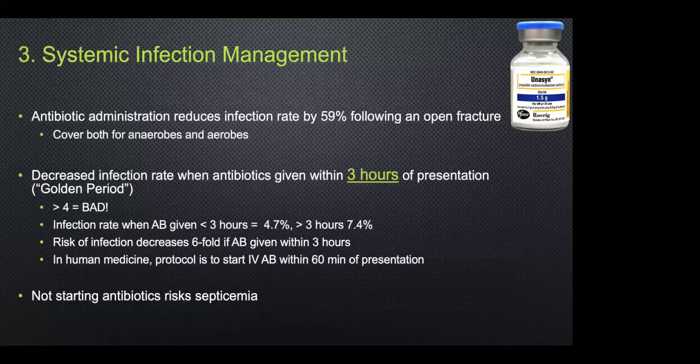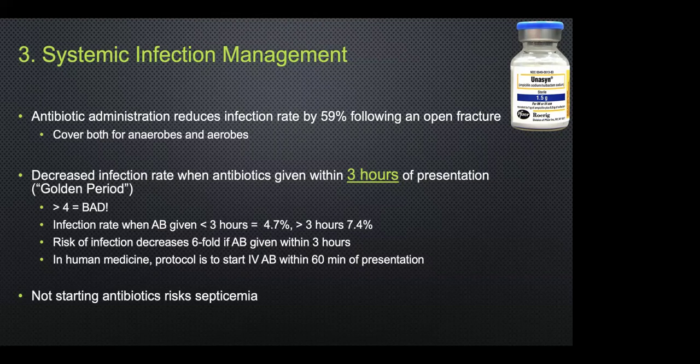Systemic infection management, this is also really, really important because giving antibiotics reduces the infection rate of wounds and open fractures by 59%. And there is a golden period in medicine that we talk about where you want to give antibiotics within 3 hours of presentation, and that will decrease your infection rate substantially. Anything greater than 4 is noted as not as good. The infection rate nearly doubles. So it goes from less than 5% at under 3 hours to 7.5% at anything greater than 3 hours.